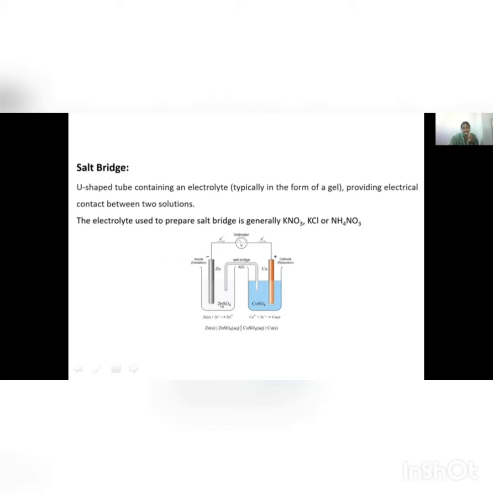So here, at zinc, it can lose some electrons, meaning Zn gives rise to Zn2+ plus 2 electrons, whereas at copper, Cu2+ plus 2 electrons gives rise to Cu. So here oxidation takes place and here reduction takes place. And we are using a salt bridge, so the two solutions are separated by a salt bridge. The salt bridge keeps the two solutions from coming in direct contact with each other.